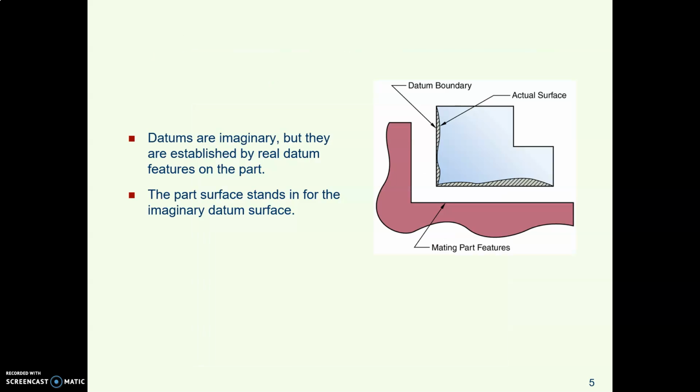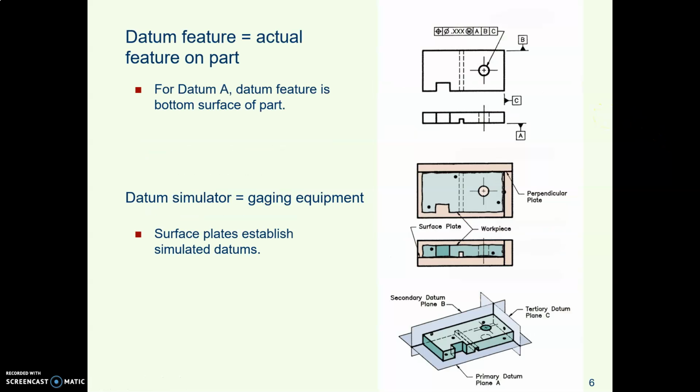They are theoretically perfect. Datums are theoretically perfect imaginary places we take measurements from, but we establish them with real features on the real part. And the part surface stands in for the imaginary perfect datum. The datum feature is the feature on the part. So here, surface A is datum feature A on the part, and we set that on the surface plate.